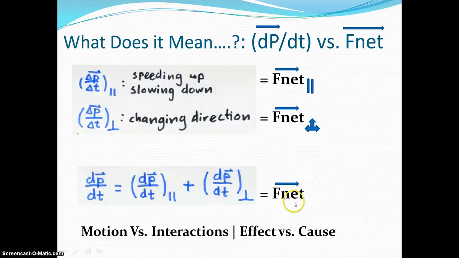You have the net force. So you can think of this as, on the left side, the effect. This is what happens. You have this change in momentum, this change in motion. And here you have F net, which really gives you the causes. This is the total sum of all your interactions on the object. So think of it that way, effects and causes.